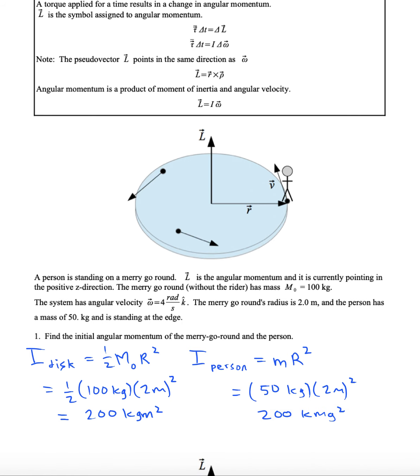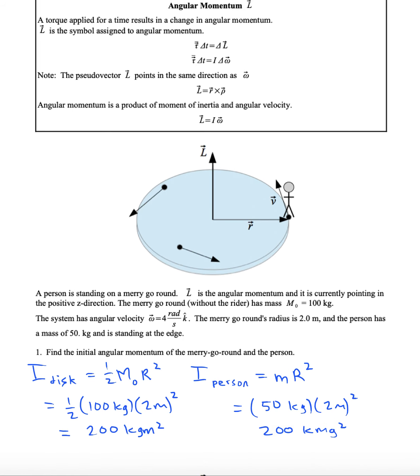Now the thing that's new in this section is we want to find the angular momentum using the formula L equals I omega. Both the merry-go-round and the person are going to have their own angular momentum to contribute to the system. So I'll just write disk here for the merry-go-round, and over here we can put a little subscript person.